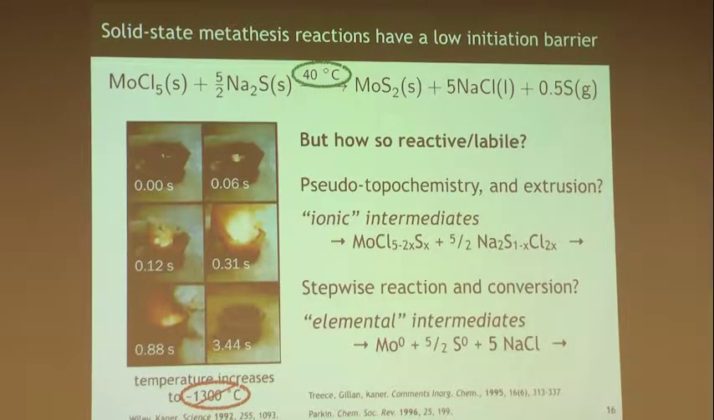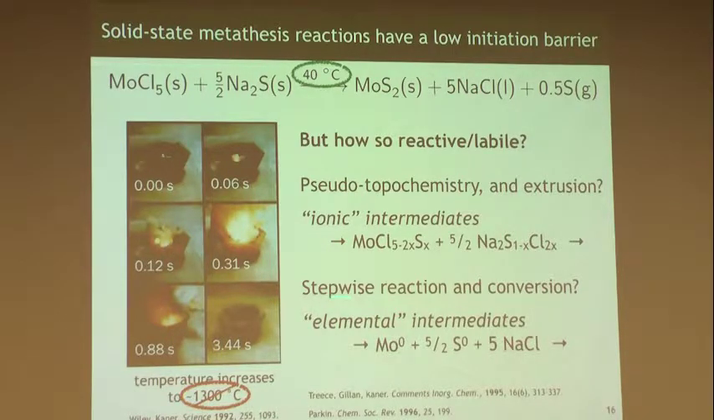But then I got to thinking, well, how is this the case? How is this so reactive or labile? You're taking two solid-state salts. They're initially reacting, producing molten sodium chloride, of course. But what does this process look like on a molecular scale? On one hand, we can think about ionic intermediates, where you're getting pseudo-topochemistry, kind of like how a lithium-ion battery might work, where you're interdiffusing to make different non-stoichiometric intermediates.